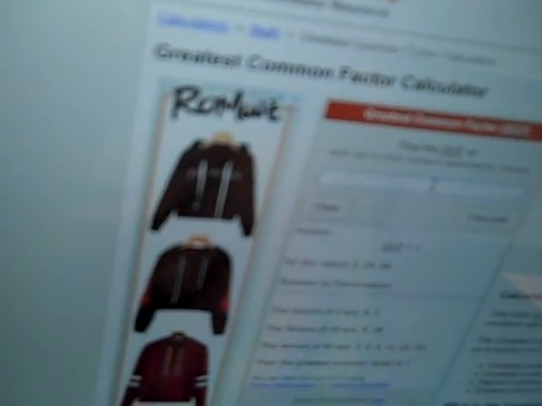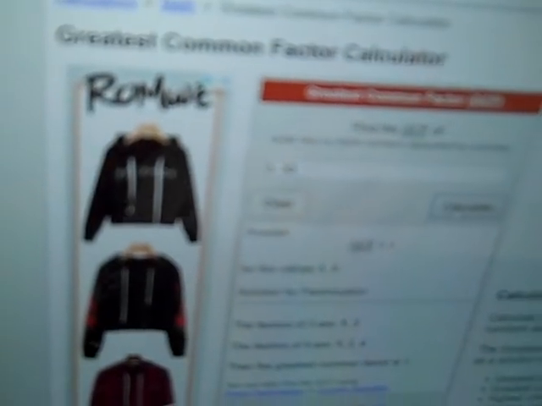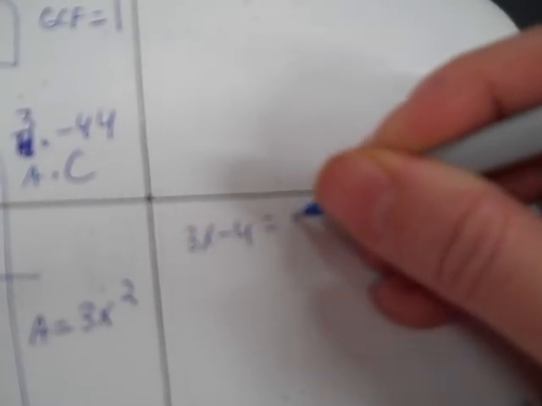Now the GCF of 3 and 4 is 1, so that will just stay the same. The GCF of 3 and 33 is 3. That means divide both of the numbers by 3. So 1x plus 11. I look up, there was no GCF, so nothing to put here. So that's F1, F2. Okay, so 3x minus 4 equals 0. 1x plus 11 equals 0.